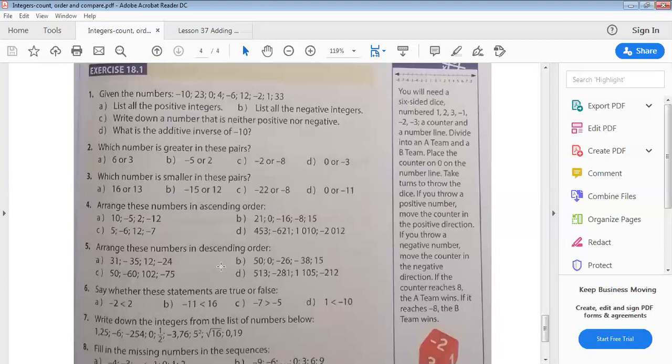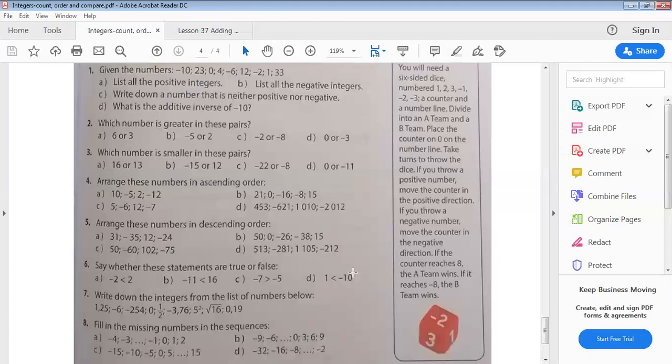For question 5, arranging the numbers in descending order, I would suggest doing the same thing again, drawing a number line and placing all of the numbers on the number line. Then you can see where they are placed in relation to each other. Descending order, remember, means from the biggest one to the smaller one.